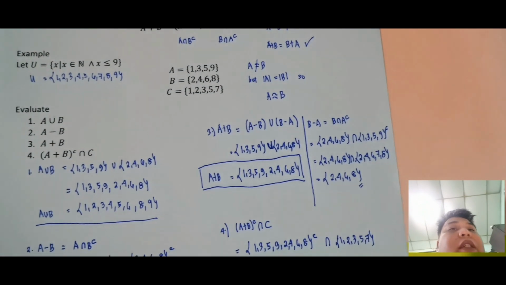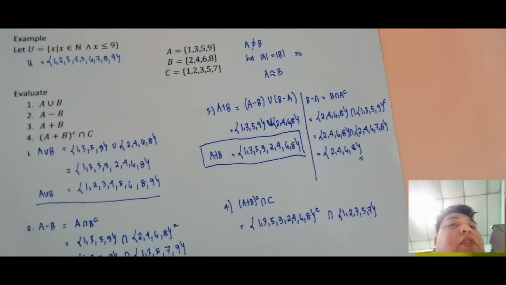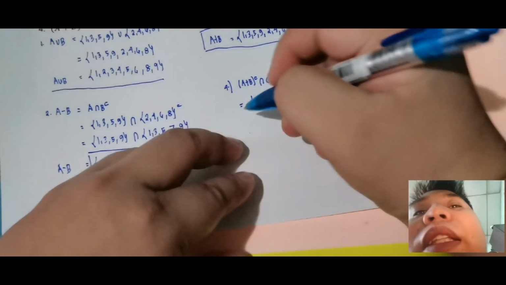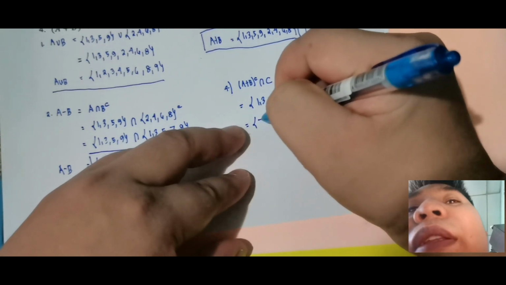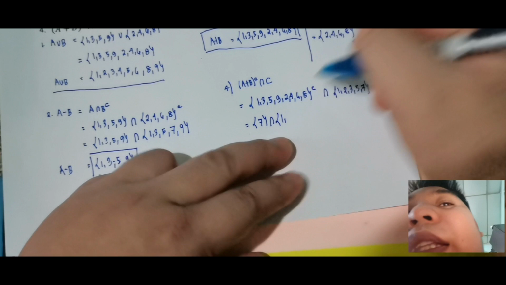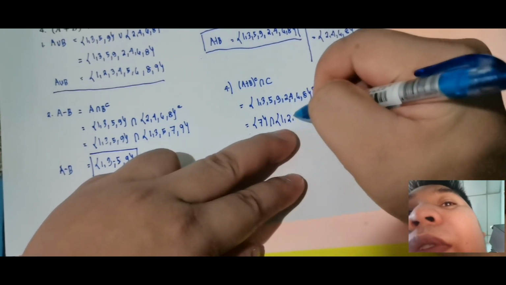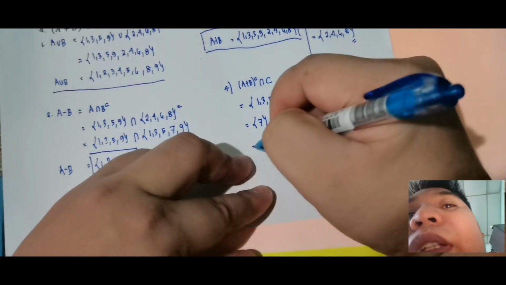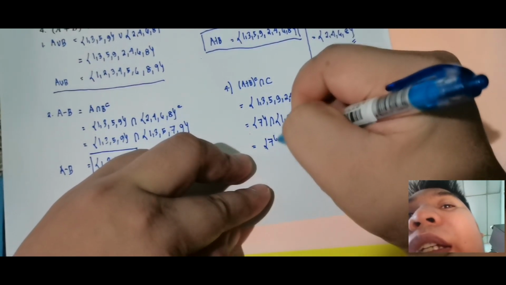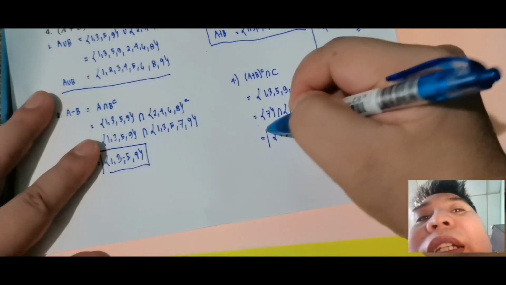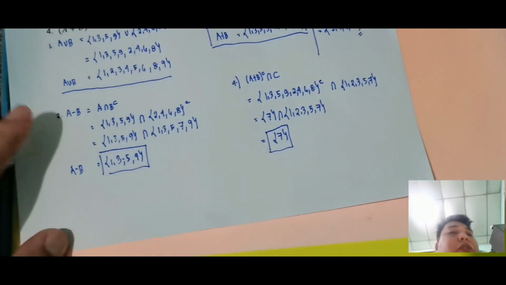So obviously, from U, yung complement ng A plus B is simply yung wala kay U. Okay, ay yung wala kay C na meron kay U. And that is 7. So that is the set containing 7. Okay, intersection, the set containing 1, 2, 3, 5, and 7. So therefore, anong sagot dito? That is the set containing 7 lang. Kasi nga, isa lang naman yung common nila. So therefore, ito yung ating sagot para sa number 4.